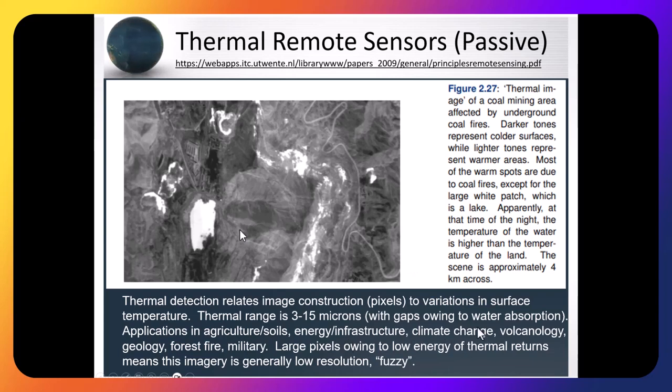Thermal information is often used in climate change, volcanology, geology, forest fire management, intel and military areas. It's used a lot nowadays. Lower flying drone thermal images are used in search and rescue operations as well to be able to identify people from their heat signature.